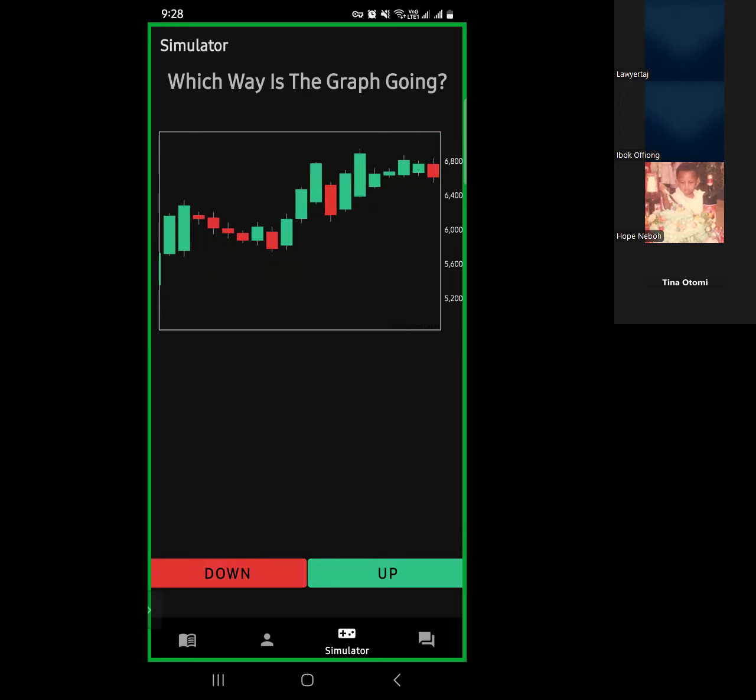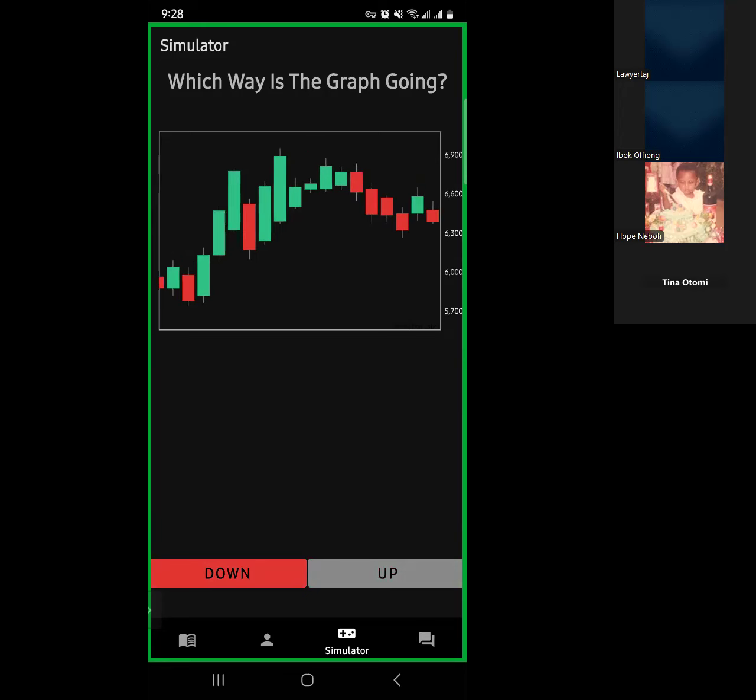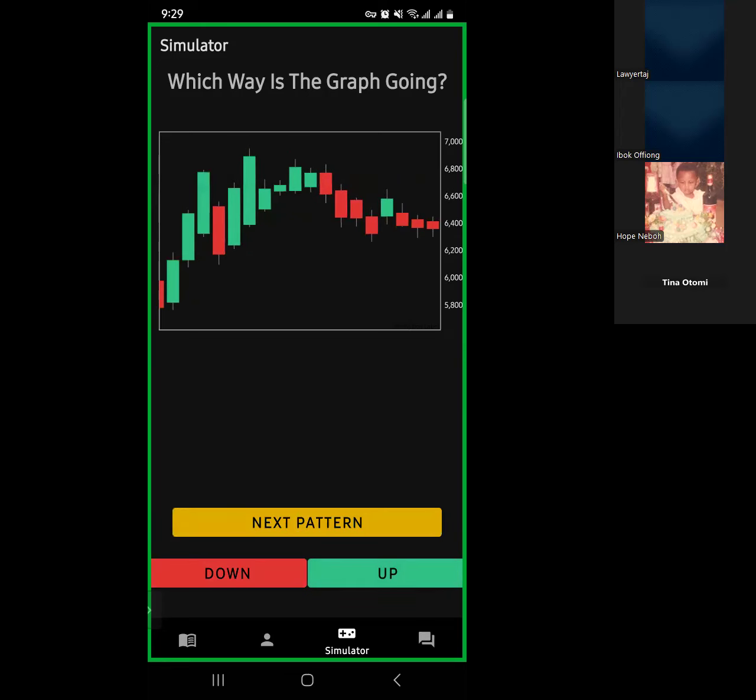So, with this next pattern, which way is the graph going? Up or down? Akintayo says down. Abikayo says down. IB, are you saying down? Ibrahim said down. Why are you all saying down though? Because you see the one red candle for the last part. Okay, you said down, so I choose down. Yes, it did go down.